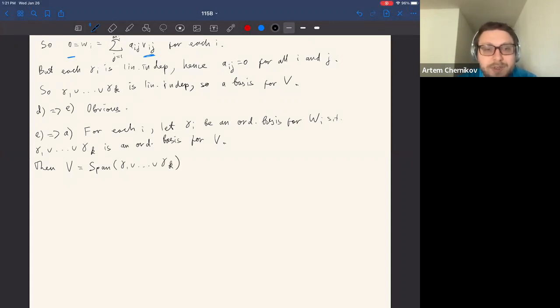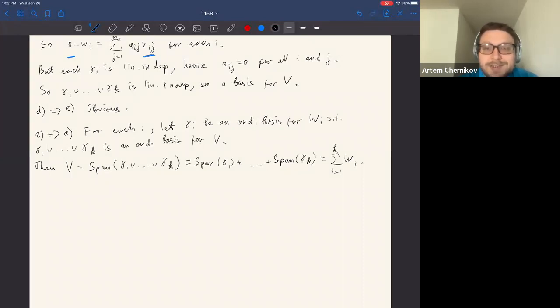Because we know that every vector in V is a sum of vectors from the subspaces Wi, and each of those is in the span of the corresponding gamma i, so we get this. But the span of a union of some sets of vectors is the same thing as the span of gamma 1 plus the span of gamma 2, etc., plus the span of gamma k. And this is the sum, so far just the sum, of Wi, i from 1 through k.